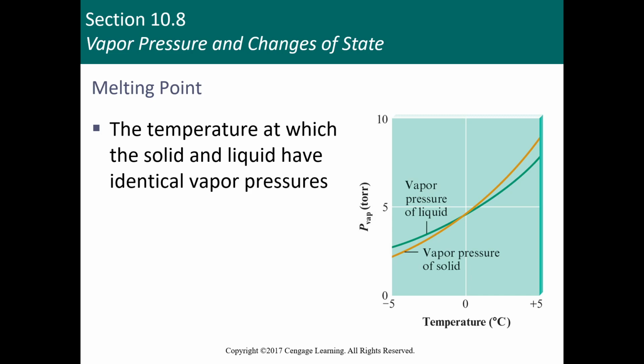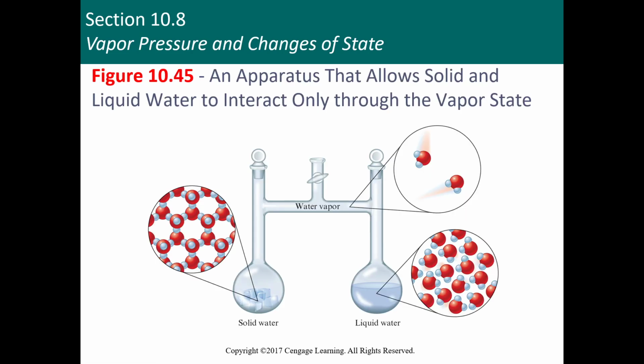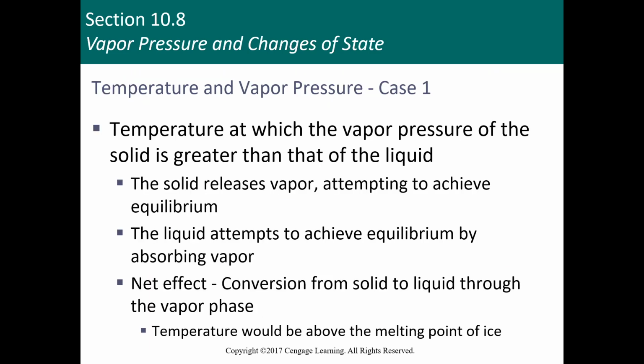Alright, so here we have the temperature at which the solid and liquid have identical vapor pressures. Right here. This is going to be the vapor pressure of the liquid, vapor pressure of the solid, and this is where they would match out. So, this shows you a solid and liquid water that can only interact through the vapor state. And if you have matching vapor pressures, they will reach an equilibrium here.